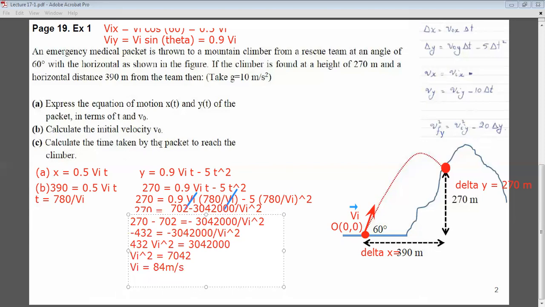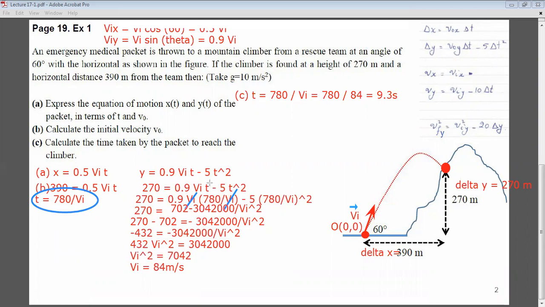Part C: calculate the time taken by the packet to reach the climber. So he wants me to calculate the time. Okay, so time is equal to, from part B, the first equation, 780 divided by the initial velocity. This gives me 780 divided by 84, and this gives me 9.3 seconds. If you go back and check number 9, the way I solved it was by taking V initial T as the unknown and then plugging it in, but if you do it the same way as problem 9, page 18, you will get the same answers as well.